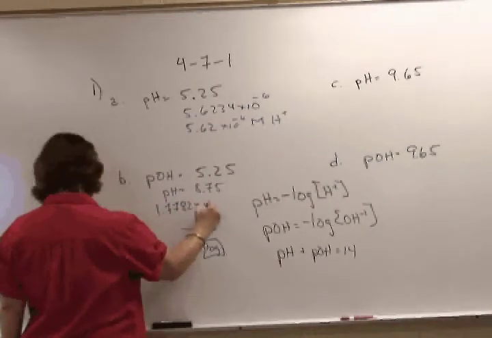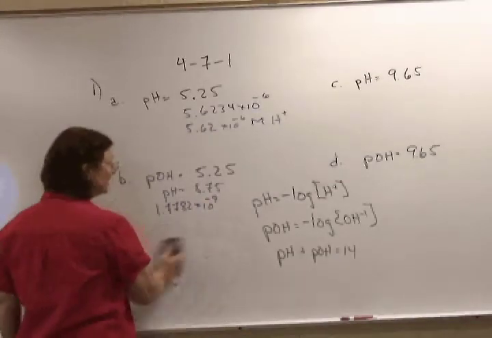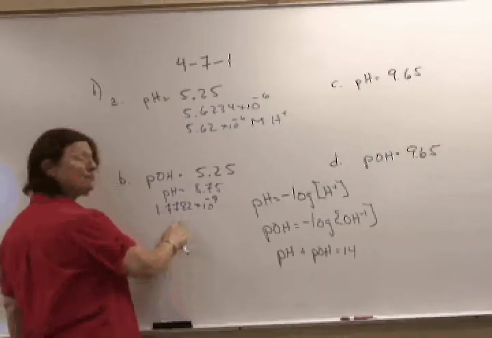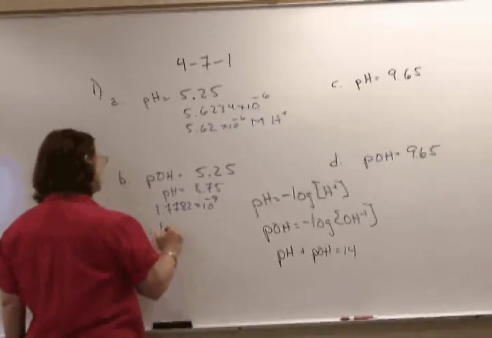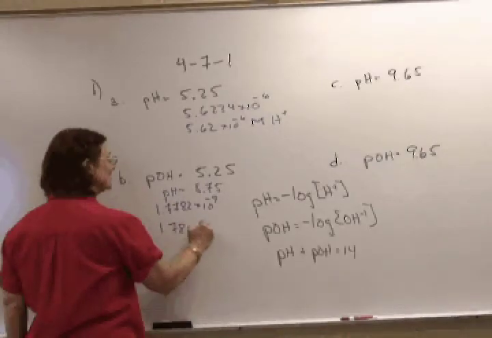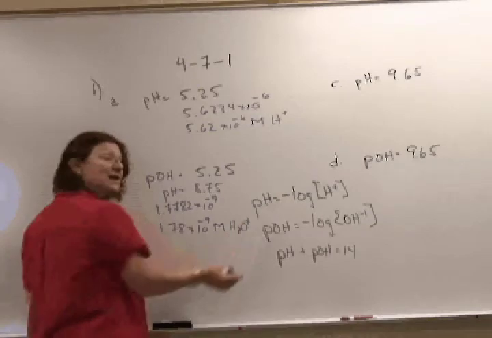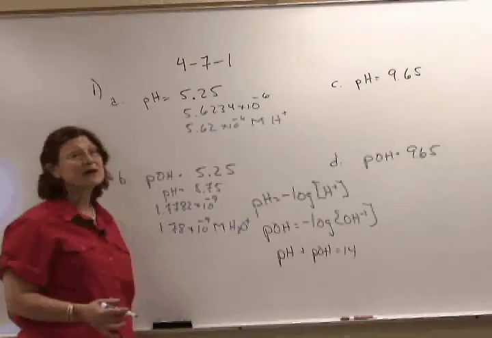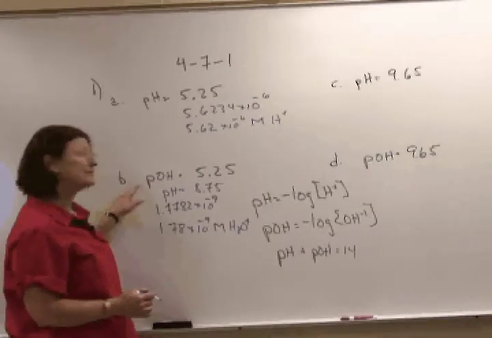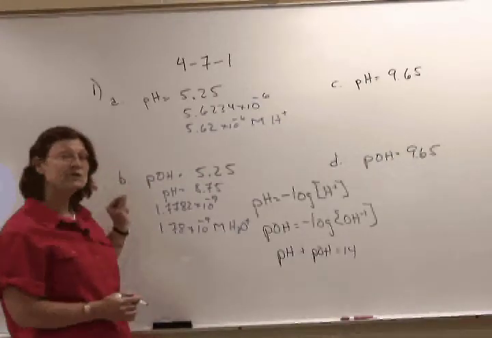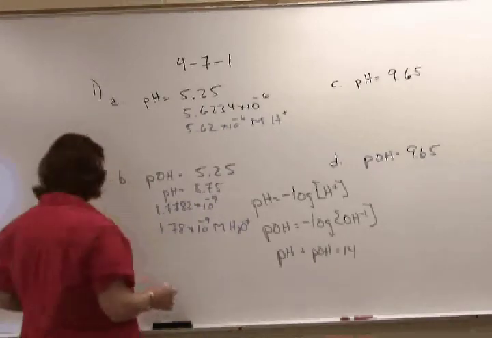1.7782 times 10 to the minus 9. I'm going to take this to the hundredths place, so the 8 rounds the 7 up. And I get 1.78 times 10 to the minus 9th molar hydronium ions. Because I can say hydrogen ions or hydronium ions, they're the same thing. That's a very important point. It's very important to look at what I'm given so I can find the right answer.